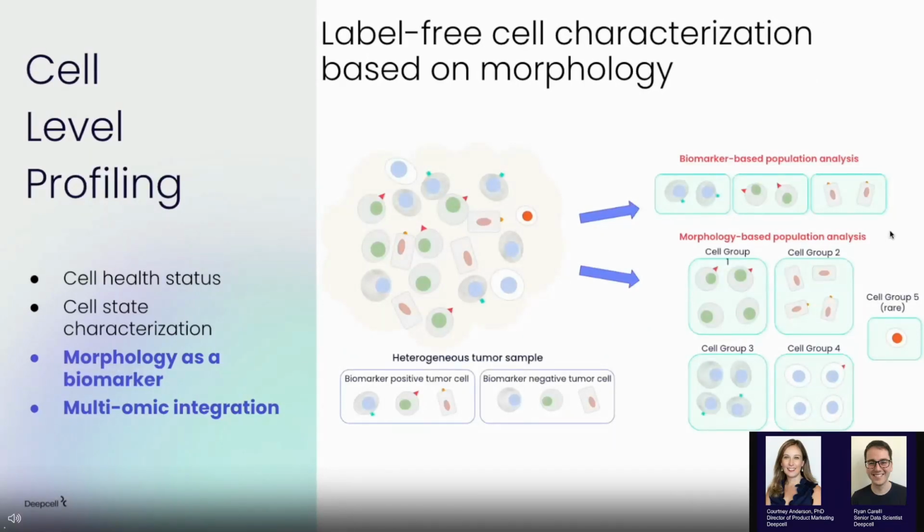In this final dataset, we'll show an example of morphology as a biomarker. Morphology can be used as the basis for population analysis of a heterogeneous tumor sample, in much the same way that we commonly use biomarkers.